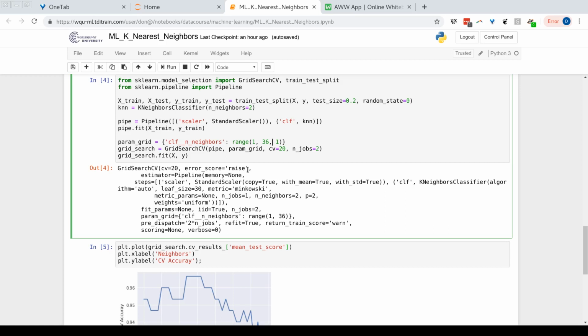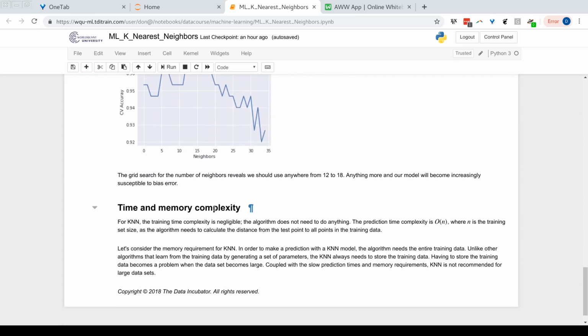Given what's happening during fit and predict, which of these two steps do you think is the most computationally expensive? It's the predict method, because it has to calculate those distances. So training is negligible, and prediction is going to take a long time. This is one of the problems with k-nearest neighbors.